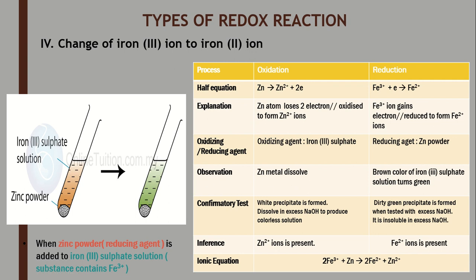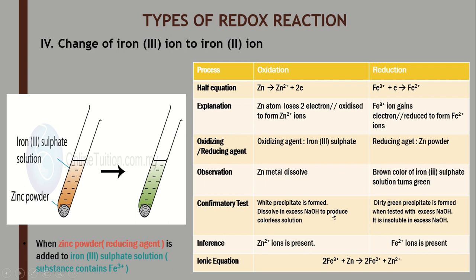Okay, so for confirmatory test also you have learned in chapter 7 for zinc ions. Okay, what precipitate is formed and dissolved in excess NaOH. Also kita test menggunakan NaOH solution. So apa berlaku akan dia akan produce what precipitate. Itu mengesahkan zinc 2 ions is present.